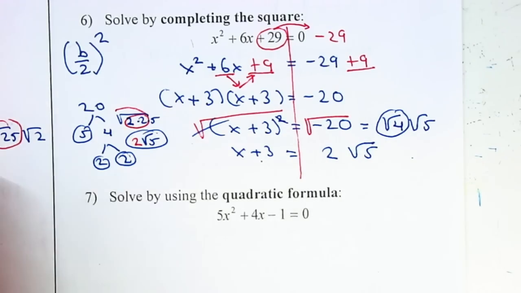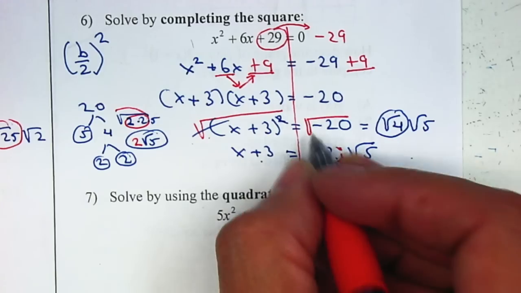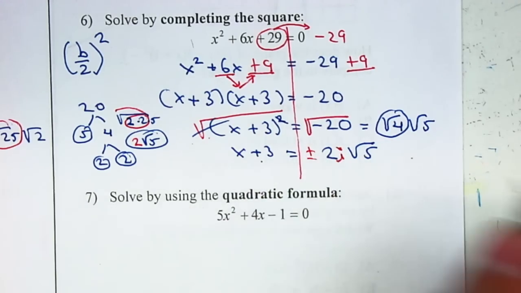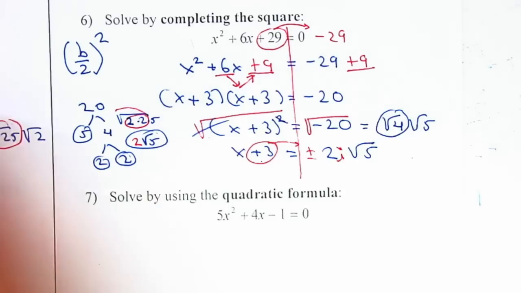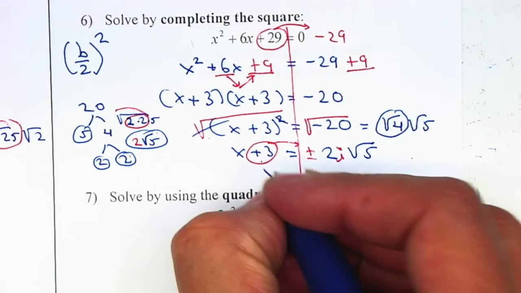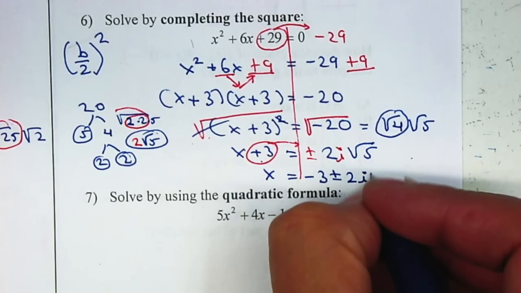But since we have a negative inside the square root, let's not forget our i. And because we took the square root on both sides, we have the plus or minus. From here, I'm just going to move my 3 to the right, and it becomes a negative. We have x is equal to negative 3 plus or minus 2i, the square root of 5.